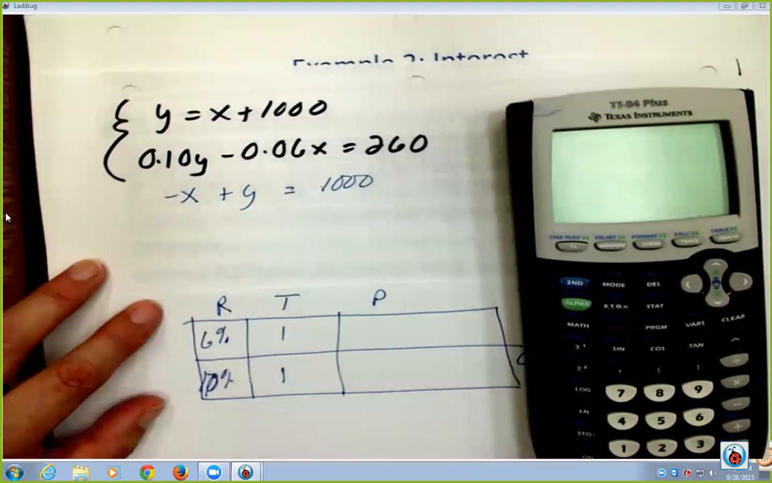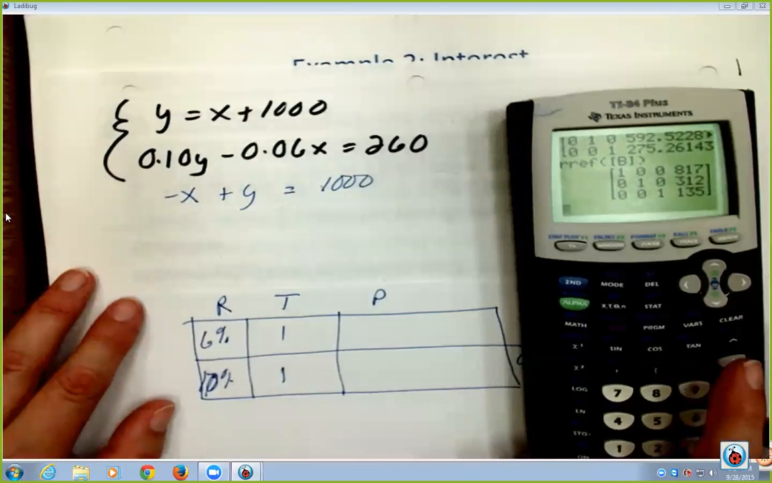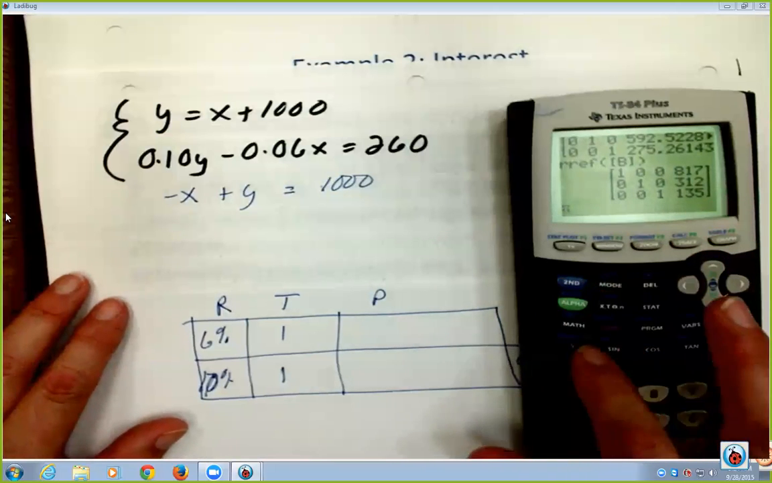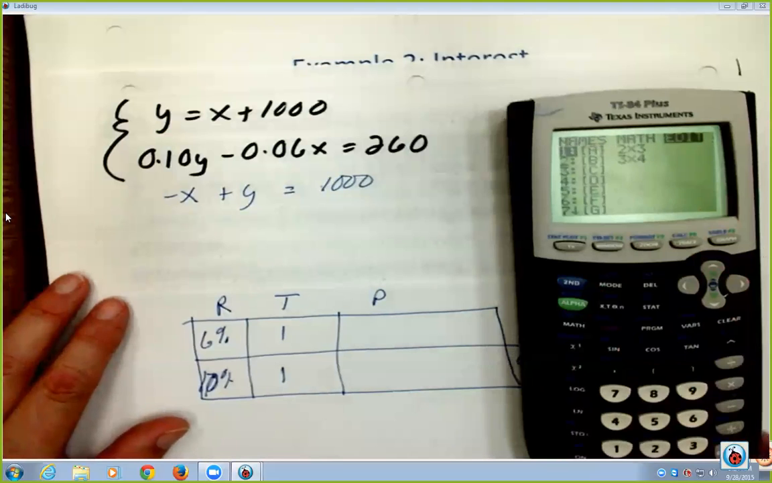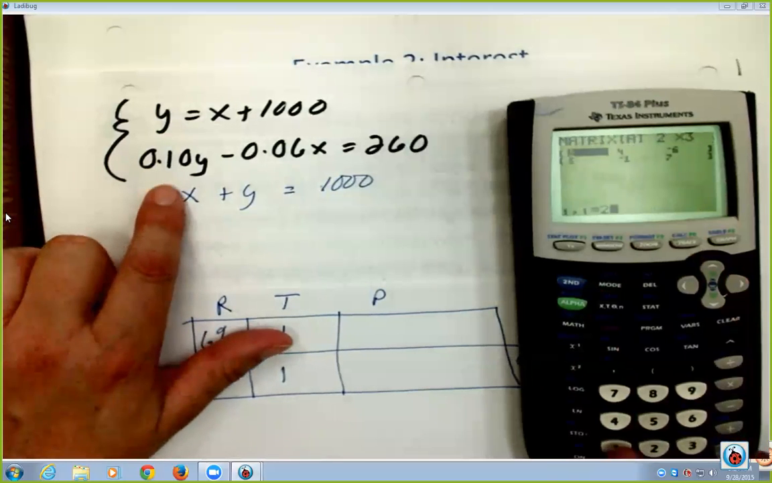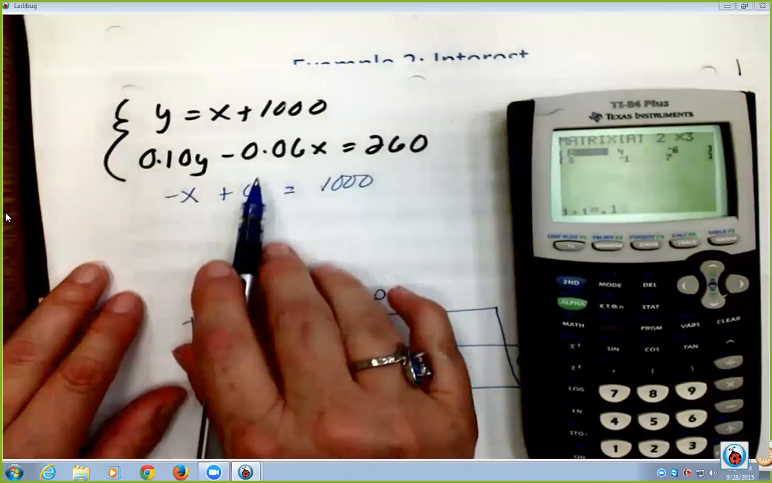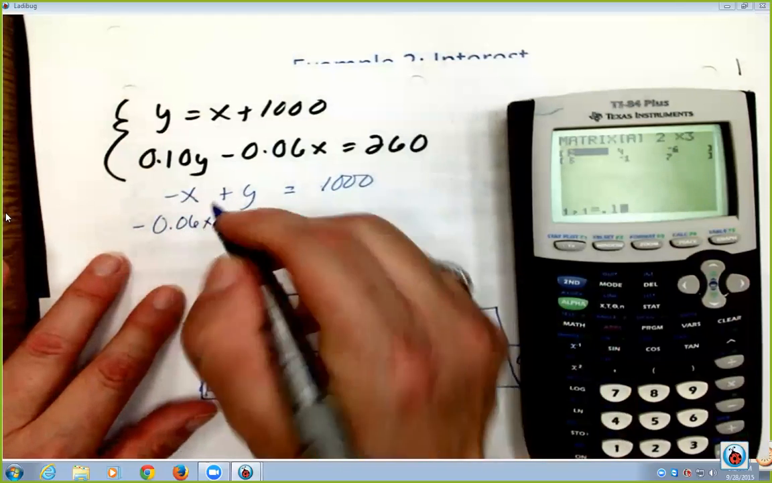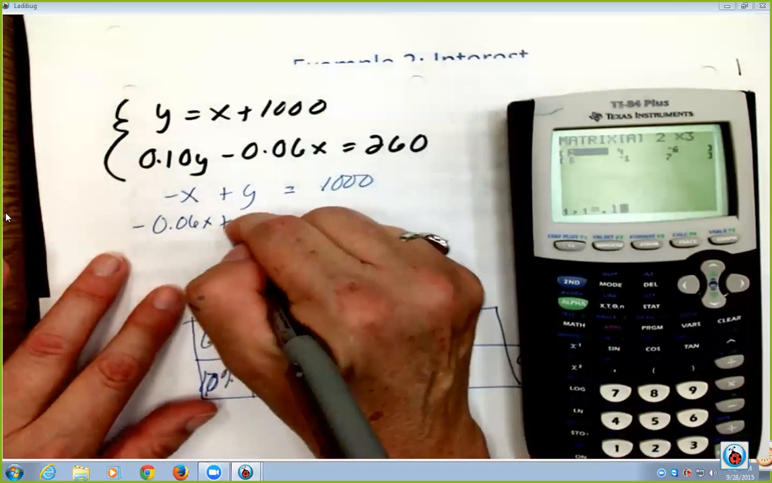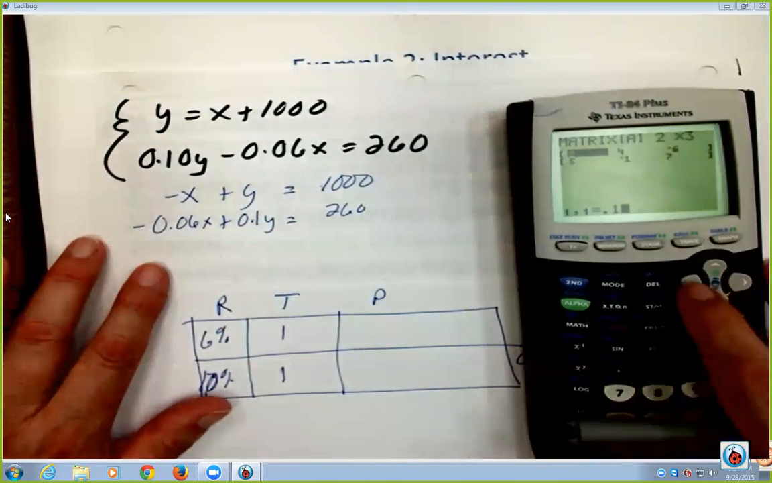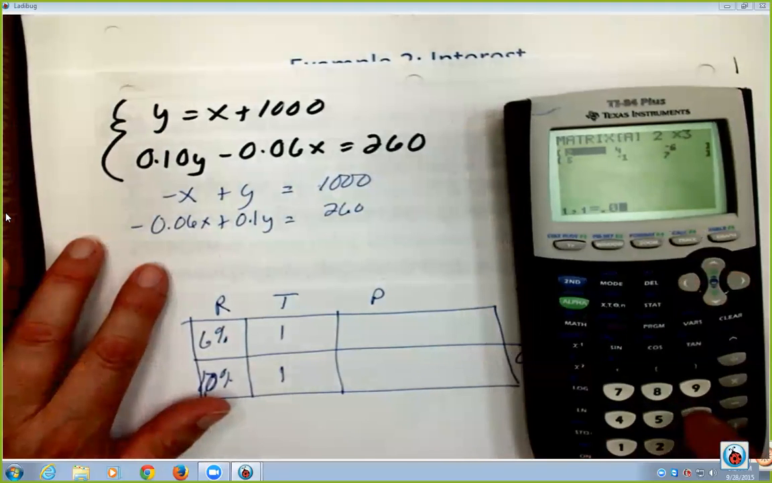So let's do a 2 by 3 on here and work with that one for a little bit. The only difference is that you're going to select A instead of B. So go second matrix, go over to edit, select a 2 by 3, hit enter just like we did before, put my pieces in. I want to reverse these so I get my X in first, so it's negative 0.06X, and then I want to put my 10 second, so they're in the correct format.